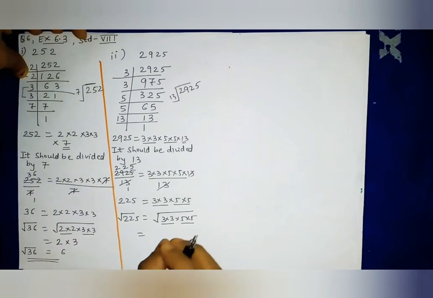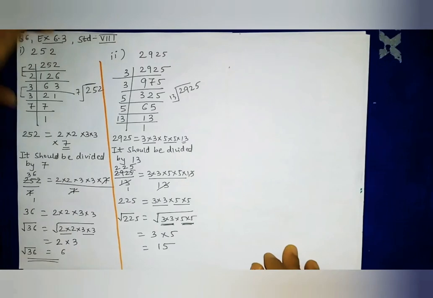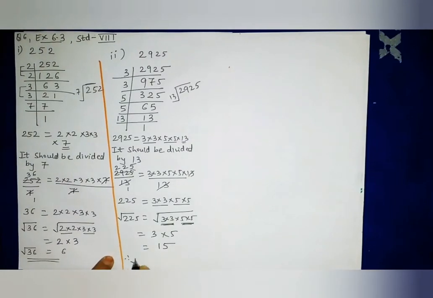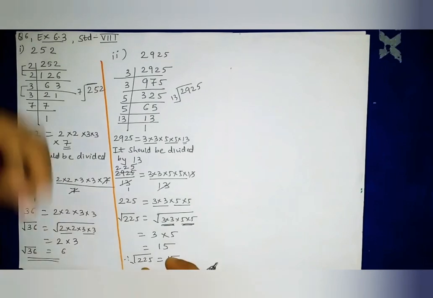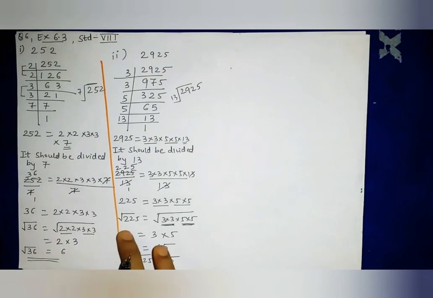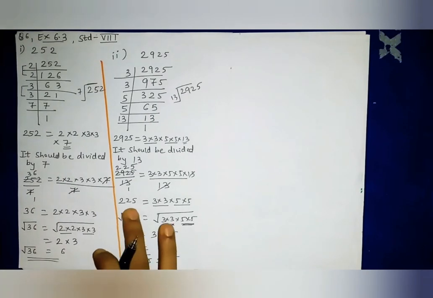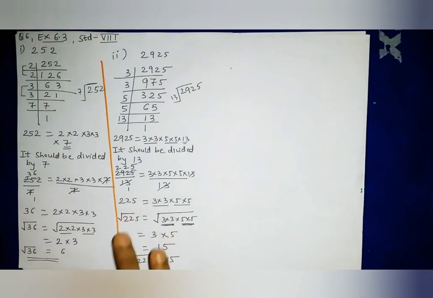So we will take it one time. So 3 is 2 time. We will write 1 time. 5 also we will write 1 time. So 3 5s are 15. So square root of 2 to 5 is 15. So this is our answer. So this is the new number that is obtained. Square number is 2 to 5 and square root of 2 to 5 is 15. So this was second question.